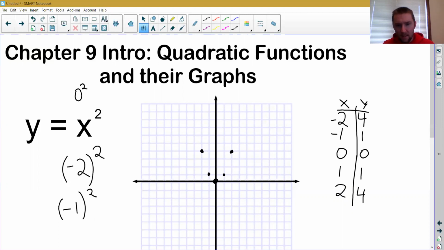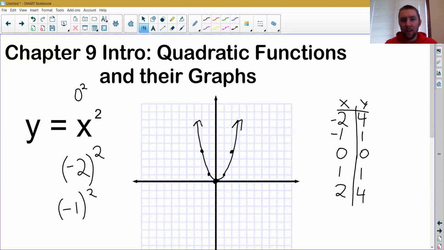This is not a straight line graph, okay? Whoops, that's not going to work out very well. Let's see how well I can do this. That wasn't terrible. I thought it was pretty good.